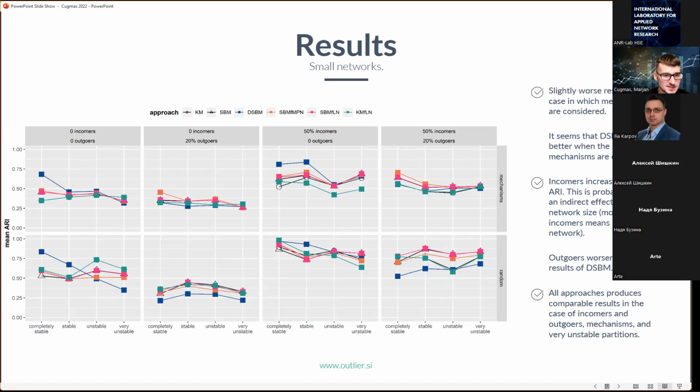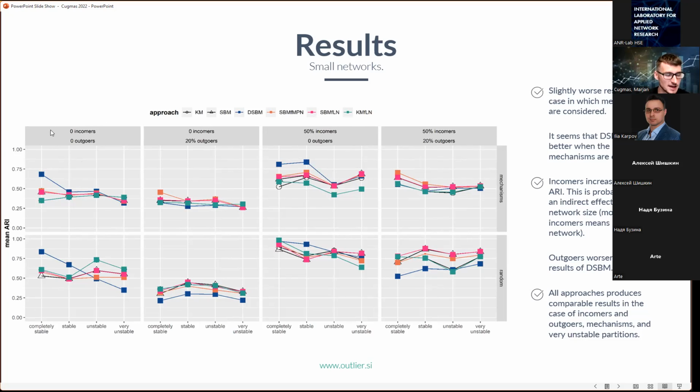You can also see, oh, I forgot to explain this picture. So we have mechanisms in the first row and random in the second row. And then we have the stability of partitions on the x-axis, and on the y-axis we have mean ARI, and then we have different columns for different amounts of incomers and outgoers.